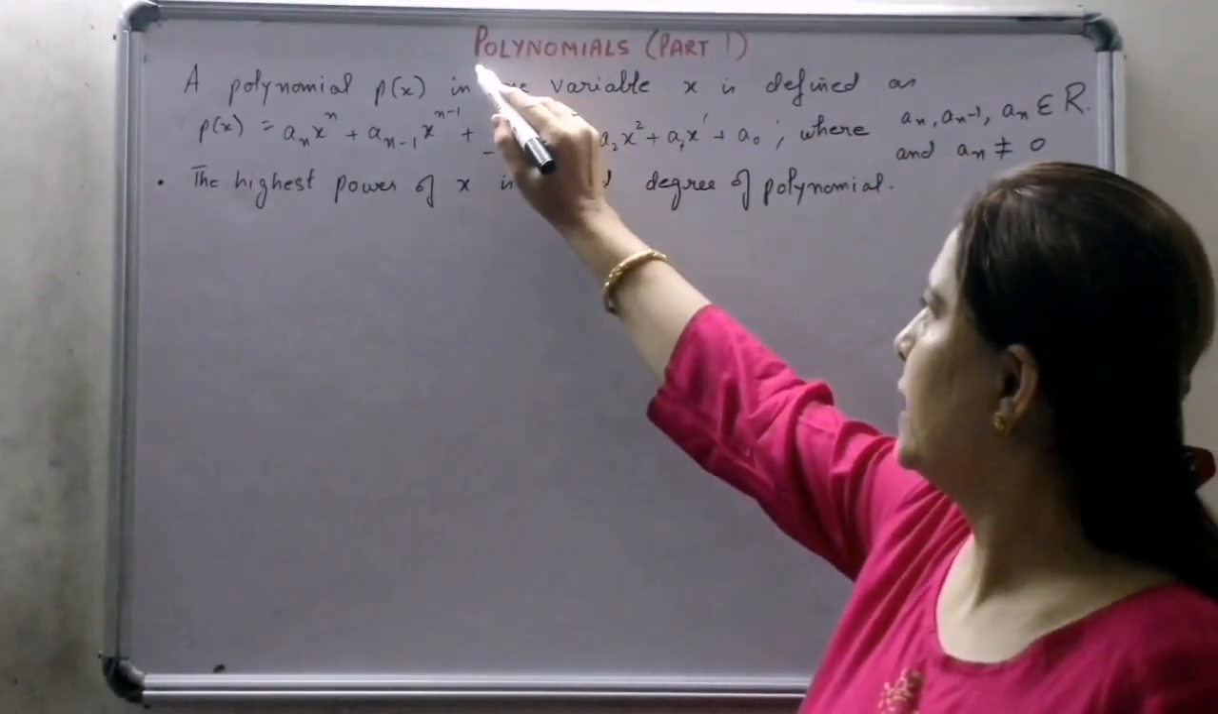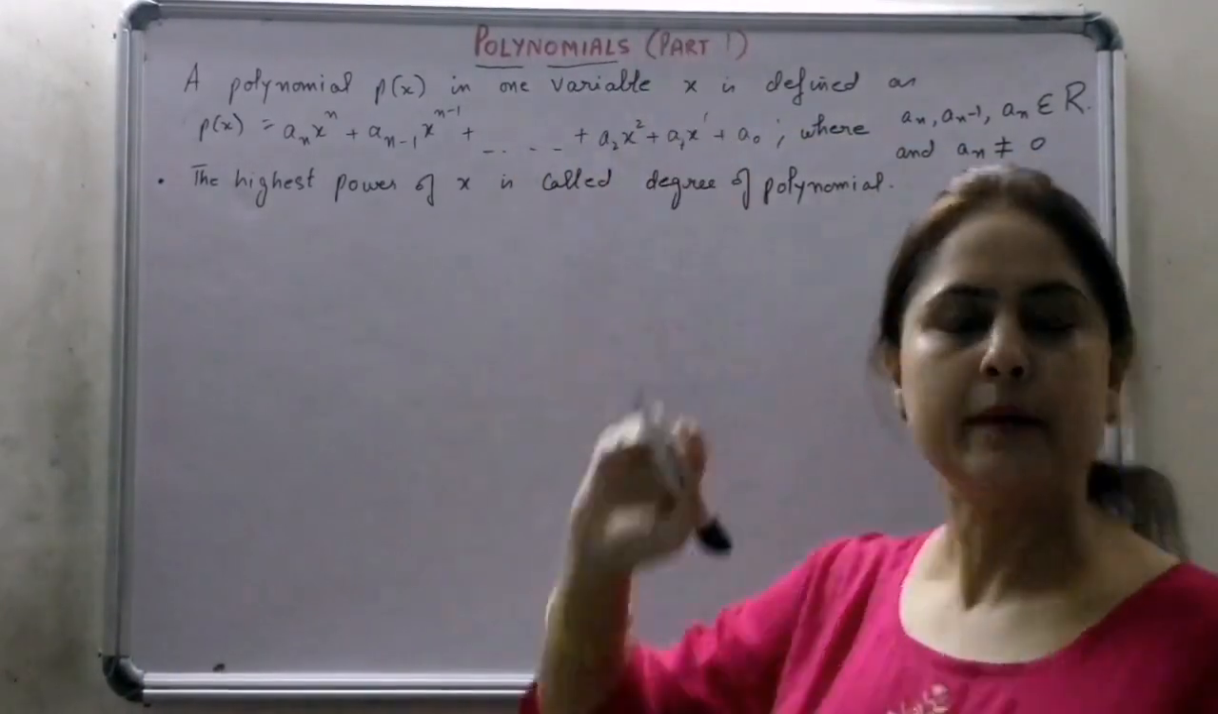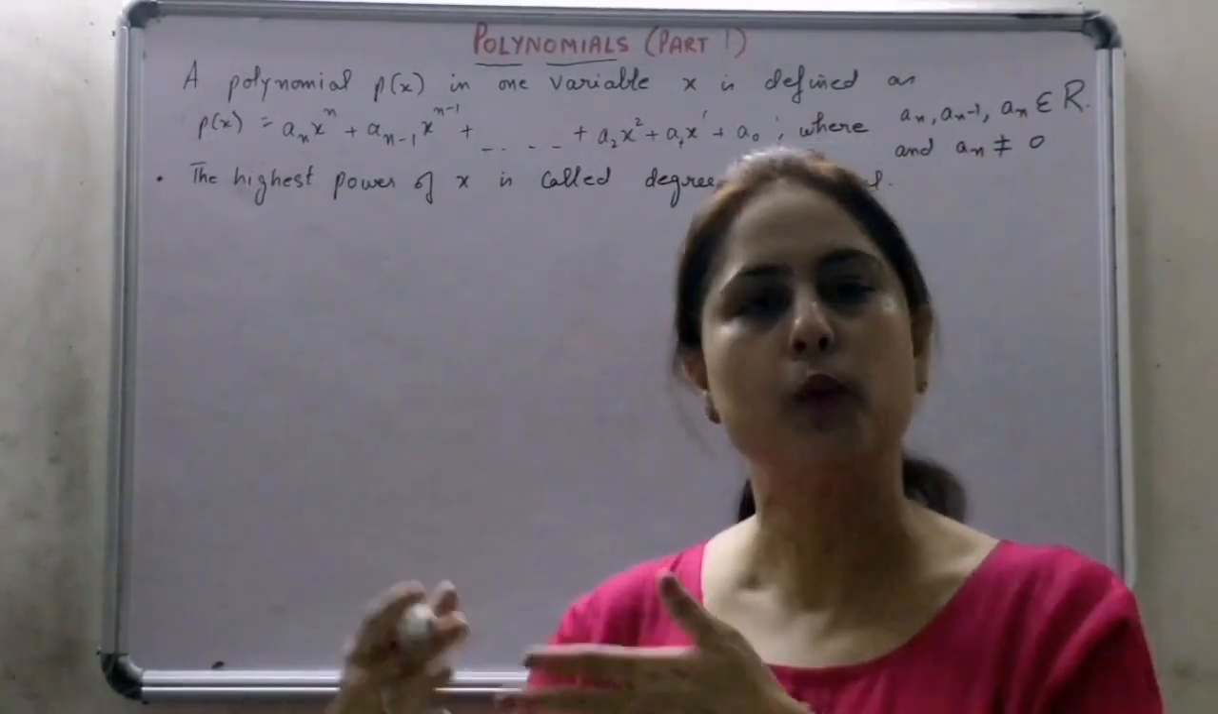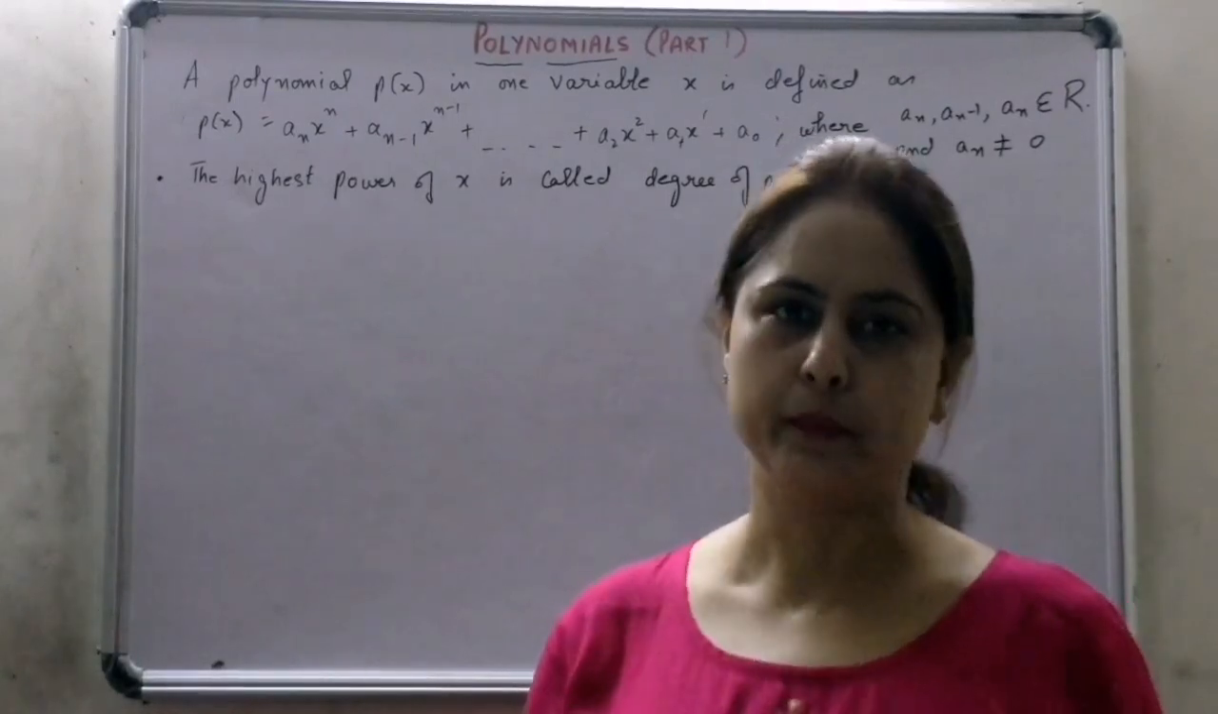Polynomials can be bifurcated into two parts. Poly means many and nomials means term. So the expression consisting of one or more than one terms is known as a polynomial.